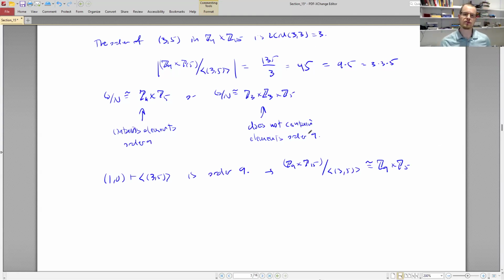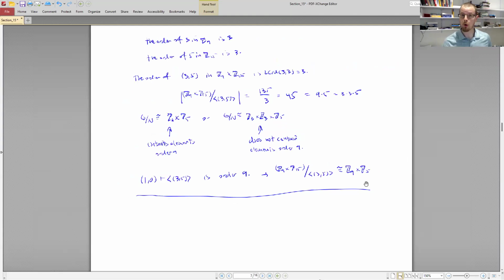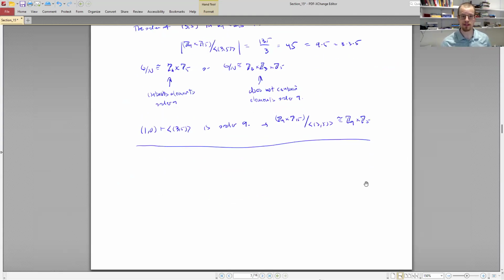The only thing that we would have to do beyond this is verify that this element is order 9. That would be a wise choice for us to do. So I'm going to do that. If you don't want to see it, hopefully I'm not wrong. That's probably the main thing right now. So I want to take (1, 0) plus (3, 5).